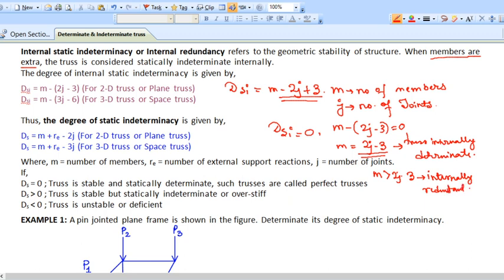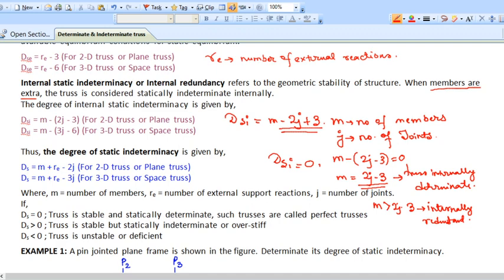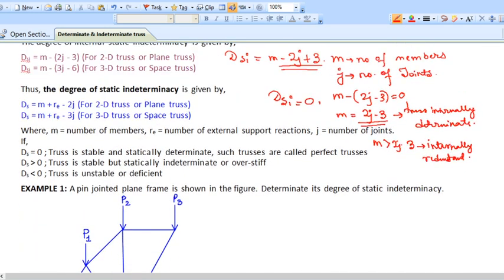So if we sum these two things up, the external redundancy and internal redundancy, we will get the total degree of static indeterminacy, which is given by these two formulas. We need to remember these two formulas to solve the problems. The first is DS equals m plus RE minus 2j, where m is the number of members, RE is the number of external reactions, and j is the number of joints. And DS equals m plus RE minus 3j in case of 3D trusses. In case of 2D trusses, it will be equal to m plus RE minus 2j.